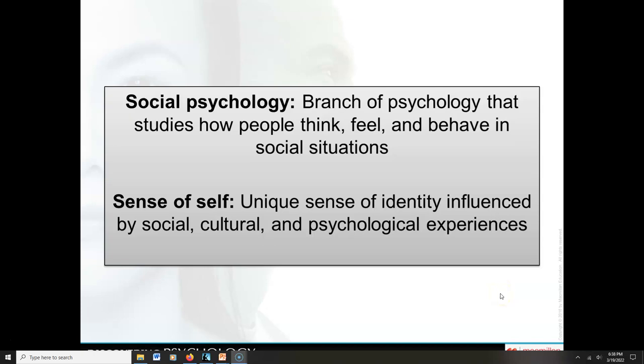Hello. In this discussion, we're going to take a look at social psychology. We're going to start with a good working definition. Social psychology can be defined as the branch of psychology that involves how people think, how they feel, as well as how they behave in social situations.